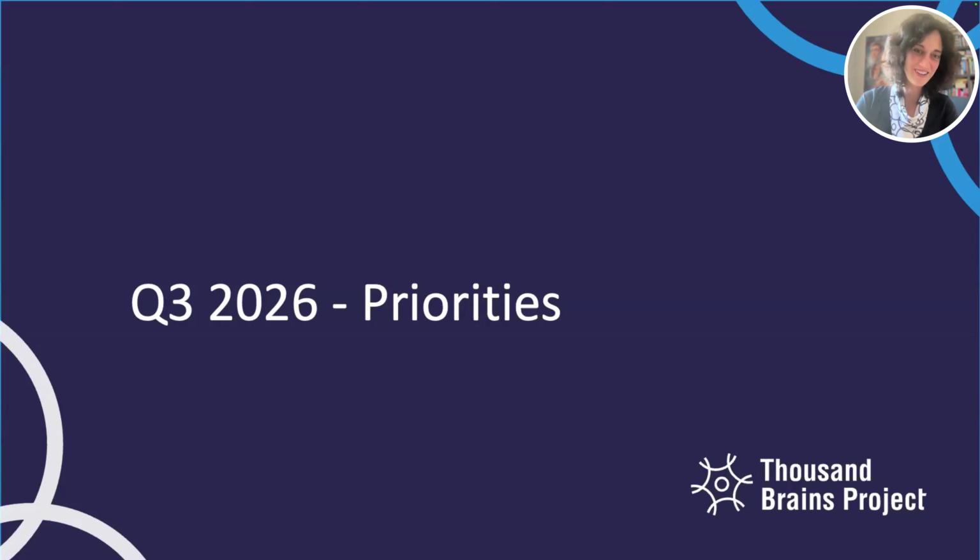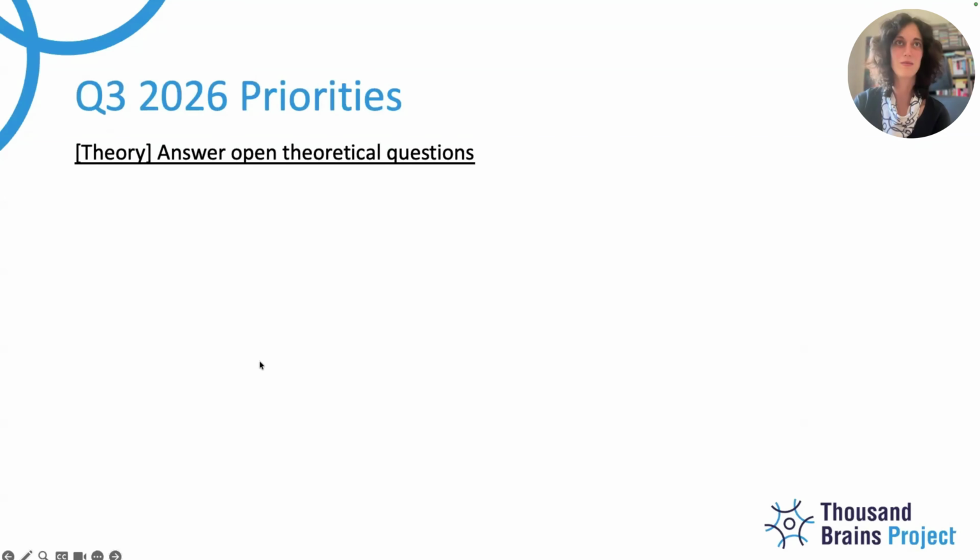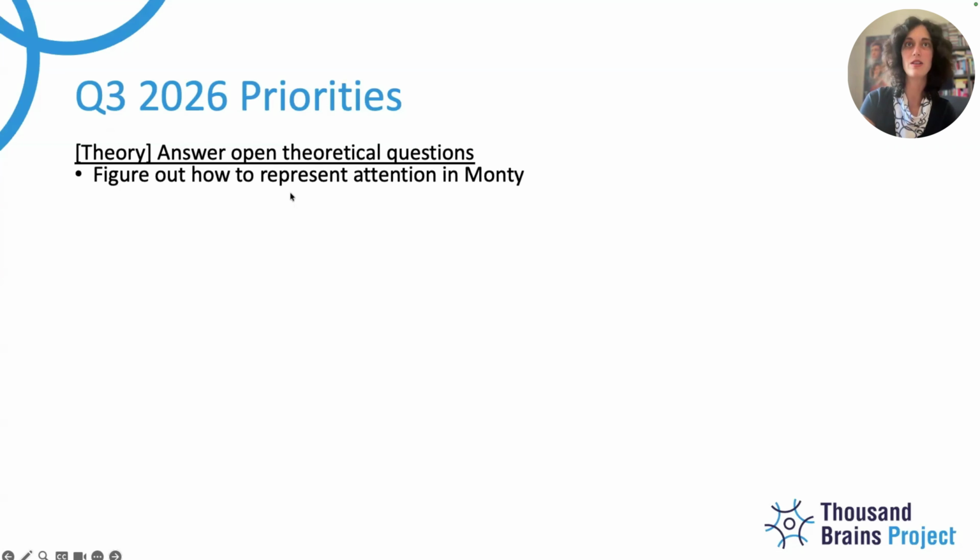All right, yeah, nice Q2. Now looking forward to Q3 and our priorities there. So it's structured similar as before. Firstly, answering open theoretical questions. One of the urgent things is to figure out how to represent attention in Monty, as we're actually actively starting to implement that right now, and that will hopefully be a nice quick feedback loop between implementation and theory and reading.